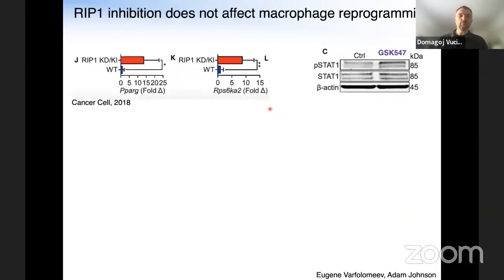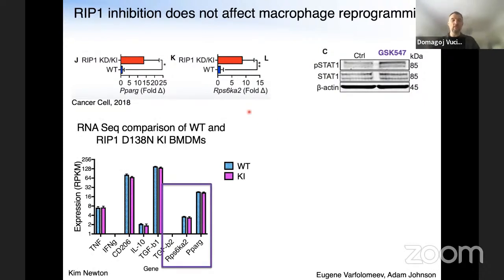Even when we crossed RIP1 kinase dead mice to these genetic models, again, there was no effect whatsoever, okay? The second idea was that there is this macrophage reprogramming that RIP1 inhibition by itself can cause phospho-STAT1, okay? And change the expression of different genes in macrophages. So we have looked at that many times. There was no effect. Kim Newton looked at that in kinase dead mice, no effect whatsoever.